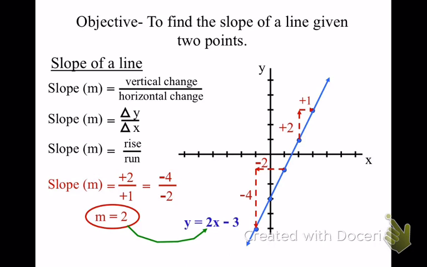2 is the slope, and -3 is the y-intercept. And you will notice that the y-intercept is where the line crosses the y-axis. So where does our line cross the y-axis? That's called the y-intercept. Okay, let's move on.